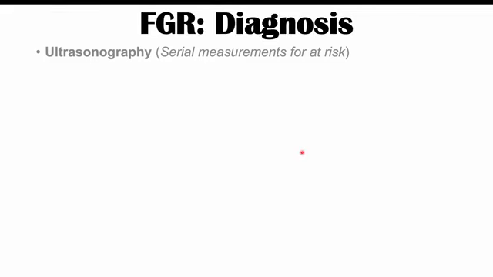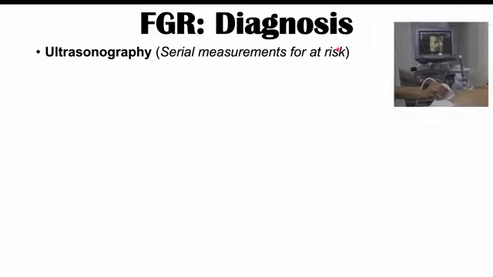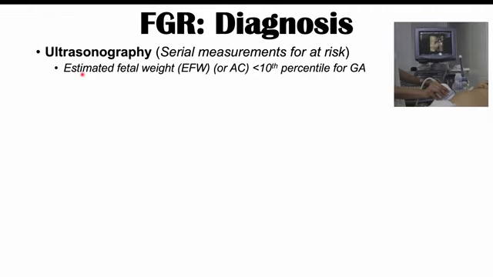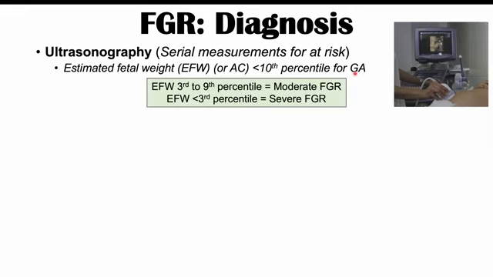So how is fetal growth restriction diagnosed by clinicians? Clinicians are going to use ultrasonography to diagnose fetal growth restriction. Most often there's going to be serial measurements for at-risk patients, usually every 3 to 4 weeks. So what's going to be used for diagnosis is an estimated fetal weight or an abdominal circumference of less than the 10th percentile for gestational age. And this can be further broken down into moderate and severe FGR. So moderate fetal growth restriction is where the estimated fetal weight is anywhere from the 3rd to the 9th percentile. And in severe cases of FGR, the estimated fetal weight is going to be less than the 3rd percentile.